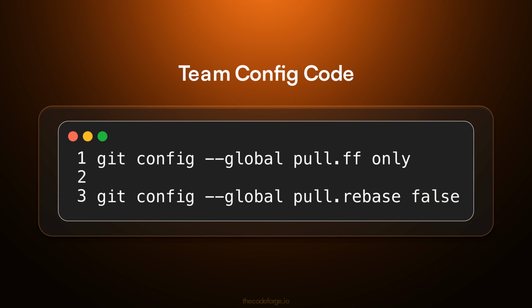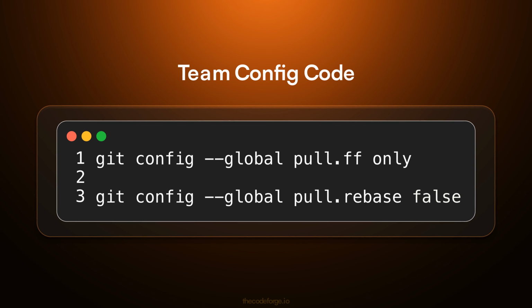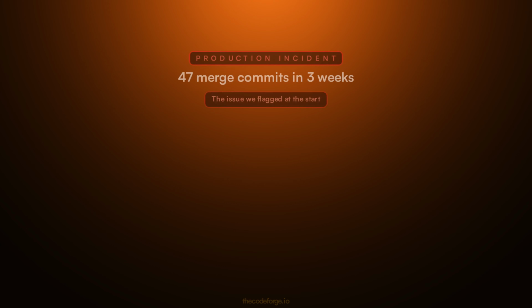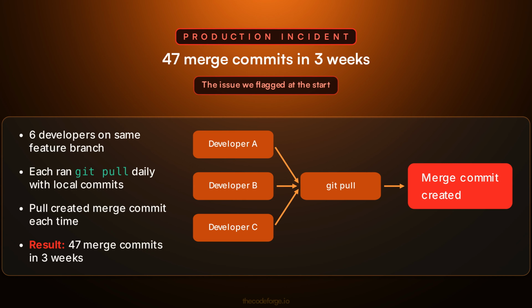Here's how to enforce fast forward only pulls. Git config global pull.ff only ensures no merge commits on pull. Pull.rebase false disables rebase as the default. This is the same issue we highlighted at the start. Here's exactly why that happened.